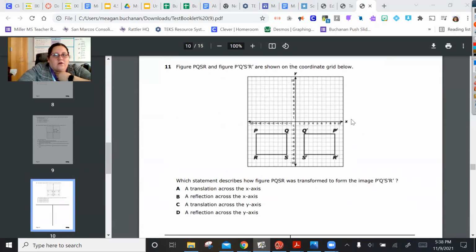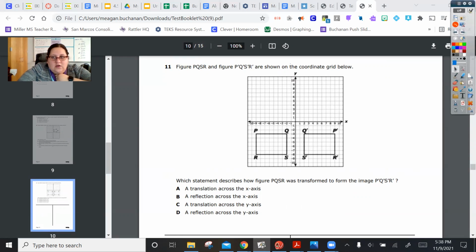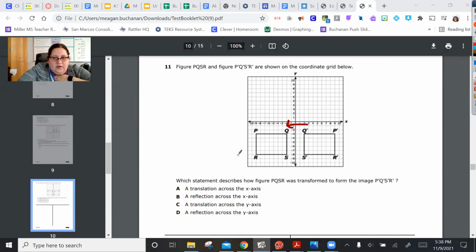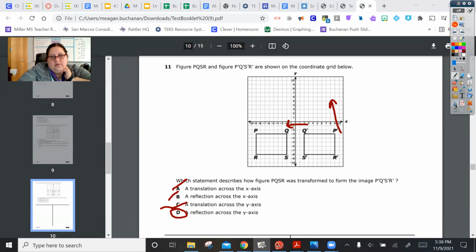Okay, figure PQRS and the new figure are shown on the coordinate grid below. Which statement describes how PQRS was transformed? So this could be one of two things. If it shifted, it would keep the same order, so this would be QPSR. So it's not a translation. Now we have to figure out if it reflected across the x, it would go that way. So it reflected across the y. So that's D.